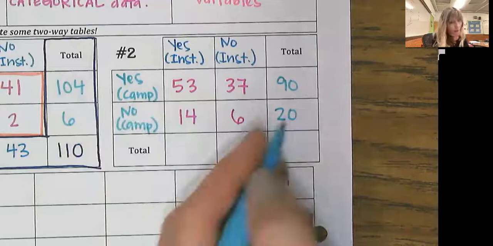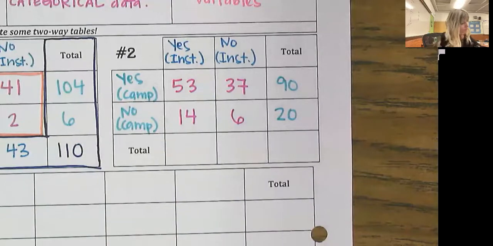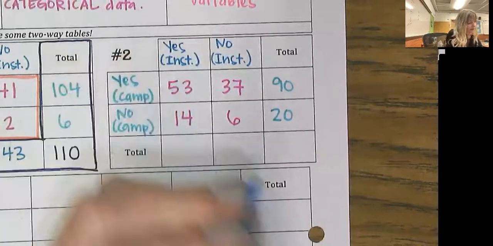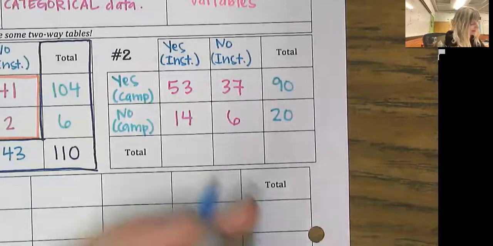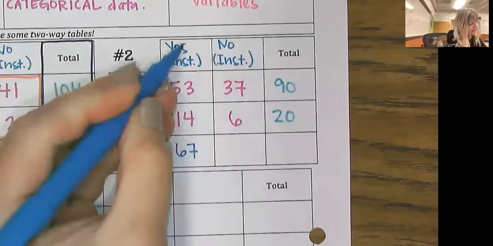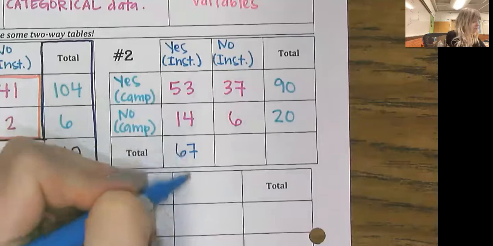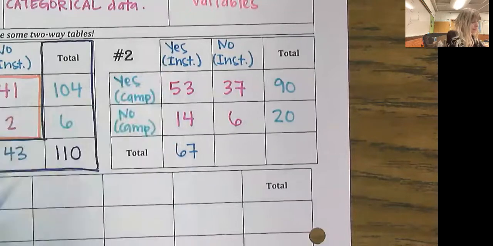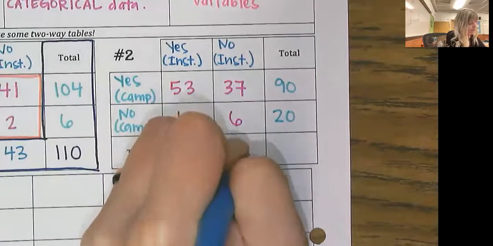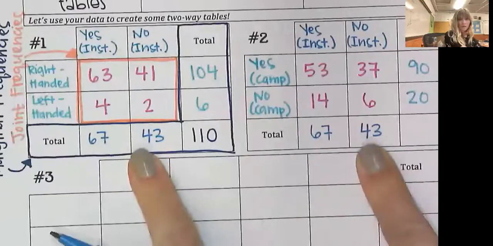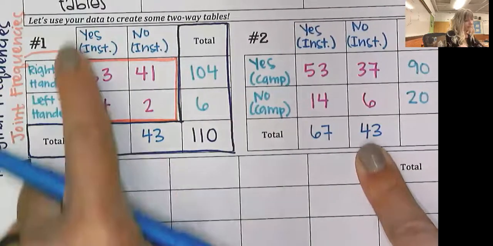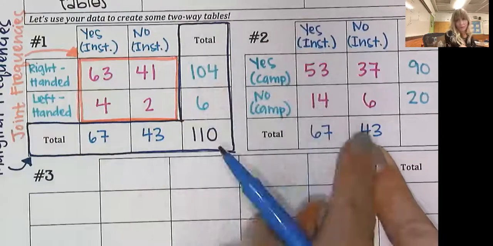These should add up in the rows. Likewise, these should add up in the columns. 53 plus 14, 67 of you in this column. That means 67 is the total that said, yes, I play an instrument. 37 plus 6 is 43. That's the same totals as over here, which it should be because these are just marginal frequencies.